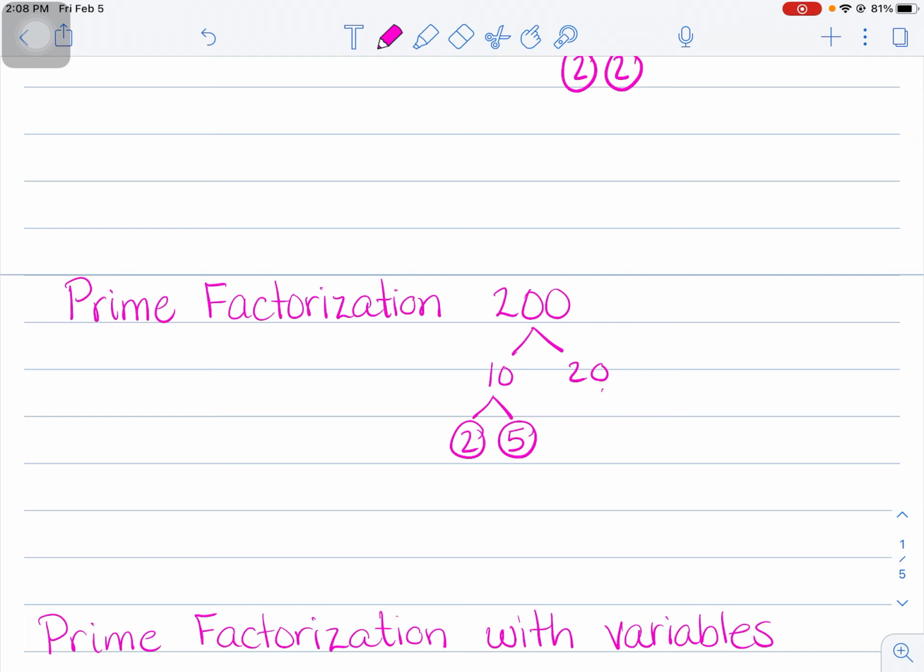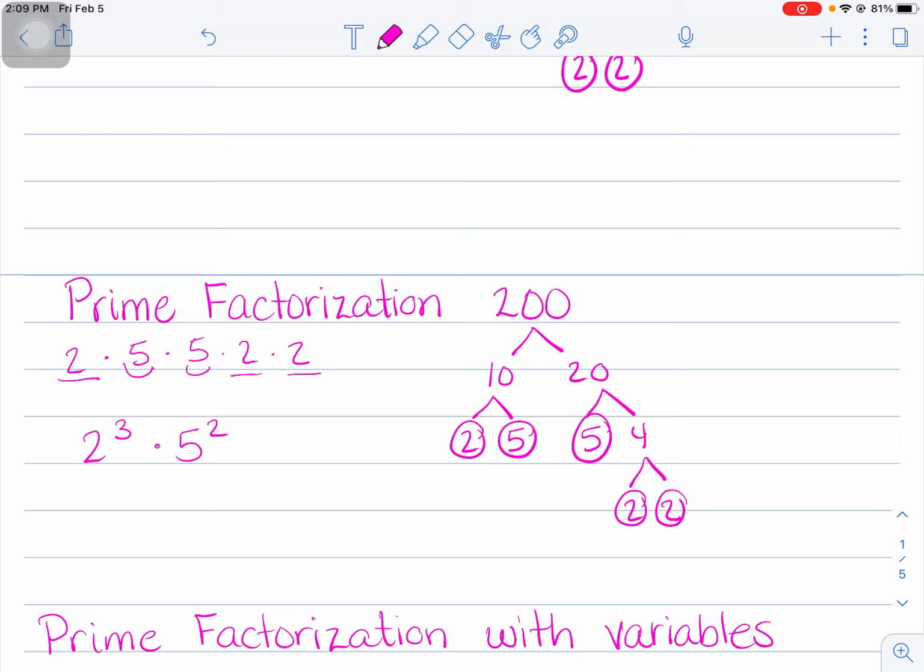Let me try 20. 5 and 4. Well, 5 is prime. 4 can still be further broken down as 2 and 2. Now I have all the prime numbers. So I would have 2 times 5 times 5 times 2 times 2. And instead of leaving it like this, I have 3 2's, so 2 to the power of 3 times 5 to the power of 2, because I have 2 5's. So that's kind of some review based on what we've done before.